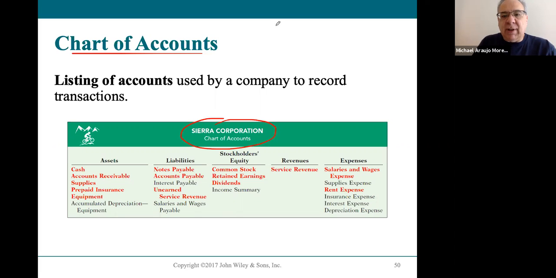Now, Sierra Corporation is a small company that gives tours here, right? So they don't have a lot of asset accounts. They don't have a lot of liability accounts. They don't have a lot of accounts, period, right? But over time, the chart of accounts can grow as more things are happening, as the business expands and changes and gets more things. This chart of accounts will also grow with the business.